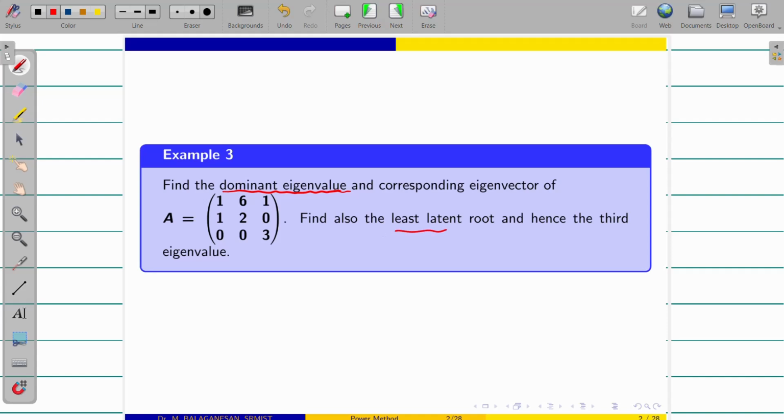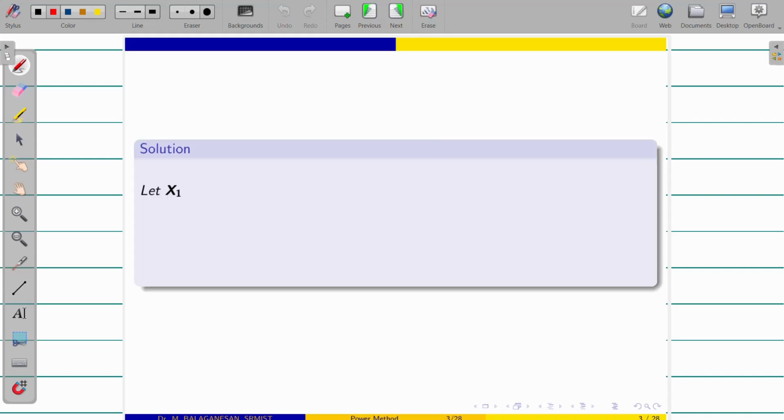Also find the least root, least latent root, eigenvalue, characteristic value, latent root, everything same. Okay, so least eigenvalue and the third eigenvalue also. That means what are they asking? Find all the eigenvalues. That is simply what they are asking, instead of asking in a single line. Okay, right. So come to the problem.